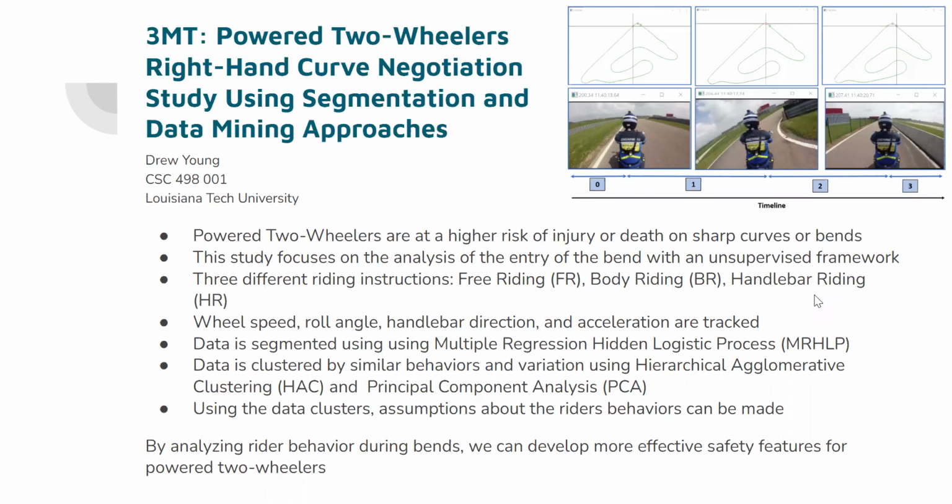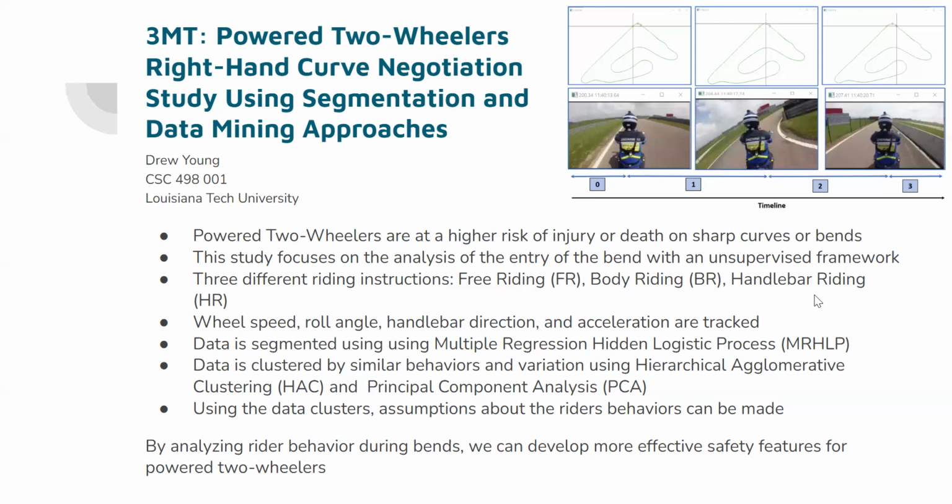In this study, the focus is on analyzing curve entry of the bend by using an unsupervised framework. This is an algorithm designed to analyze and make assumptions about the data without any prior knowledge about it or the relationships between the different variables. The powered two-wheelers are being examined on a track around set bends, so it becomes important to use a tool like this to be able to make different assumptions that a human observer might overlook and allow us to find patterns and behaviors that can be applied to other conditions.